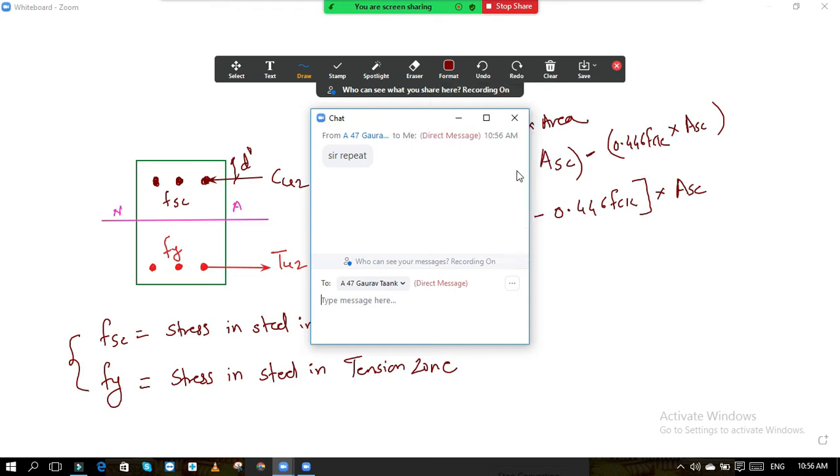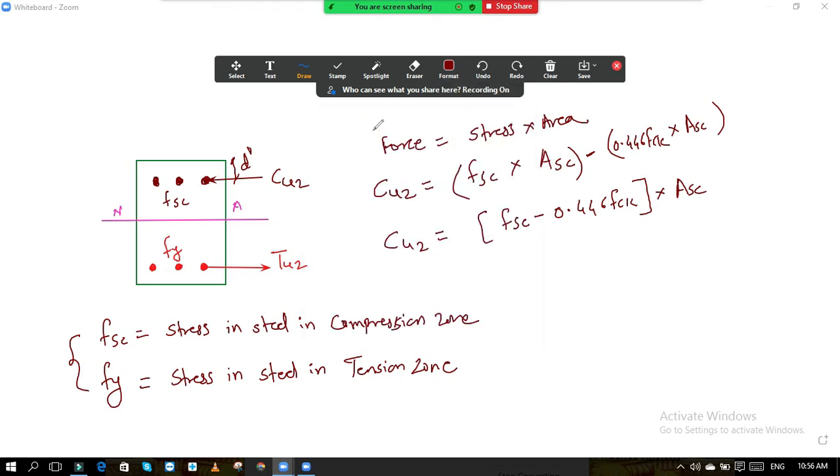In some book if you see this 0.446 FCK, this quantity is neglected in some book. Okay, but we should consider this. So in Cu2, once again I will tell you, listen carefully. Here at the level of steel, your tensile force is acting. Here at this level in the compression zone, your compressive force is acting.